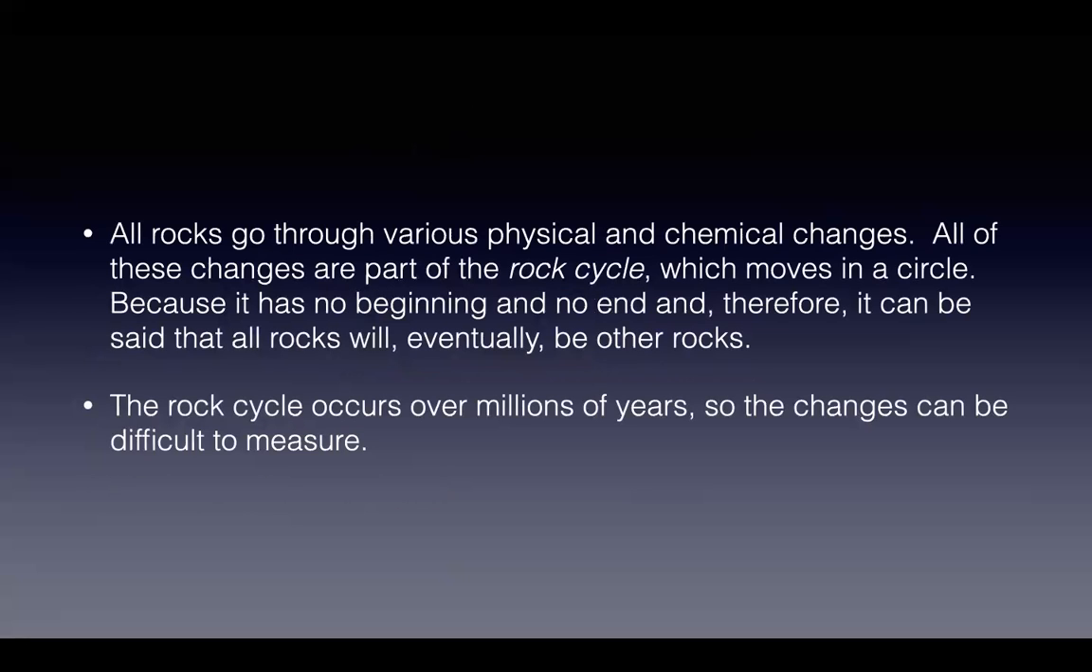So the first thing you need to know is all rocks go through numerous physical and chemical changes. The physical changes are caused by things that are touchable, and chemical changes typically happen at the subatomic level with the atoms. All of these changes put together are called the rock cycle, which moves in a circle. And what that means is there's no beginning and no end. And it could be said that every single rock will eventually be another type of rock at some point.